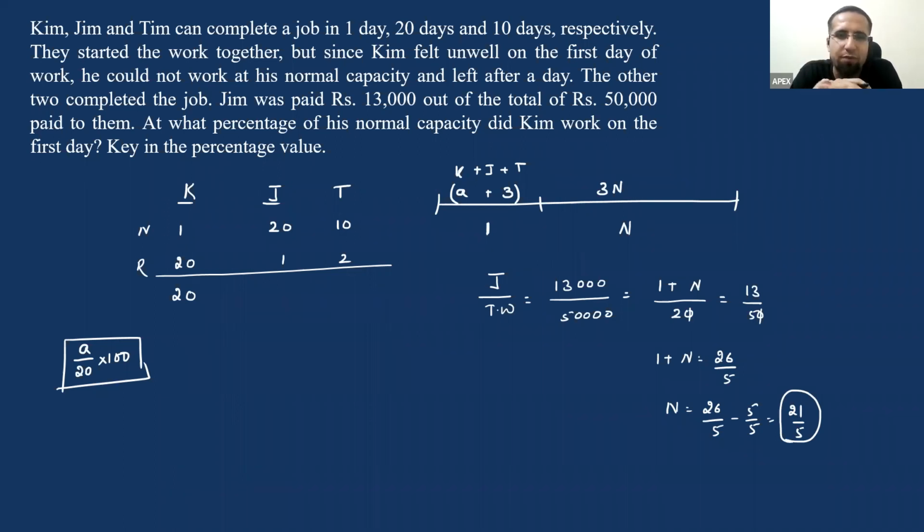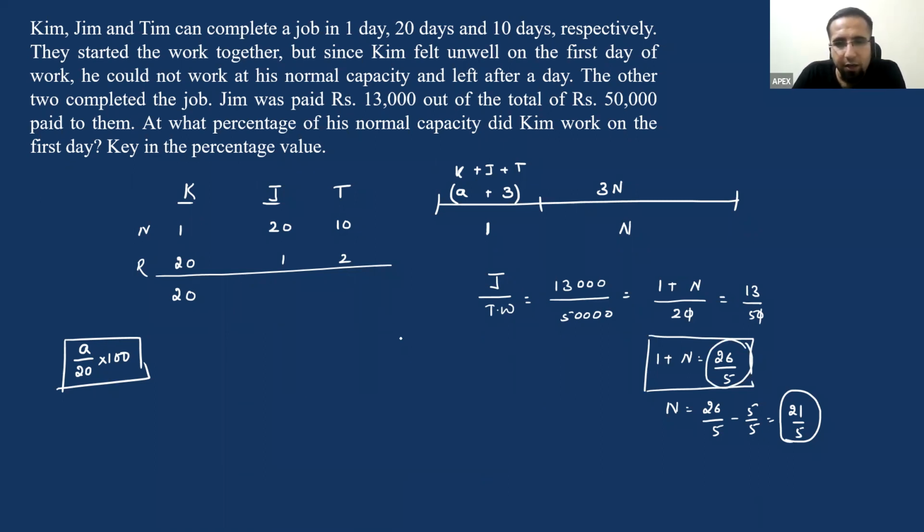Now what is the question asking us? What percentage of his normal capacity did Kim work on the first day? That means we need the value of A. Or let's do this. So 1 plus n is equal to 26 by 5. Let's use this directly here, guys. In total, this is the total time taken for the work to get completed.